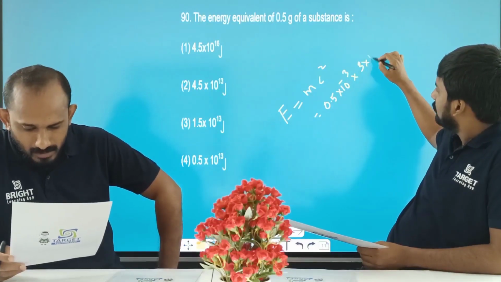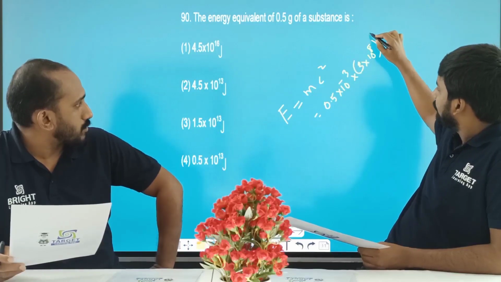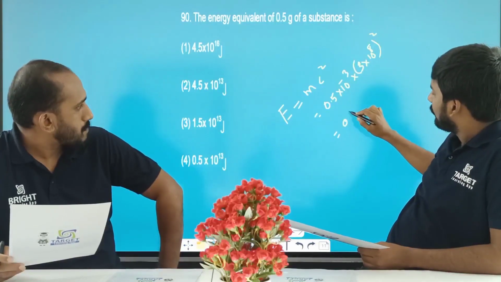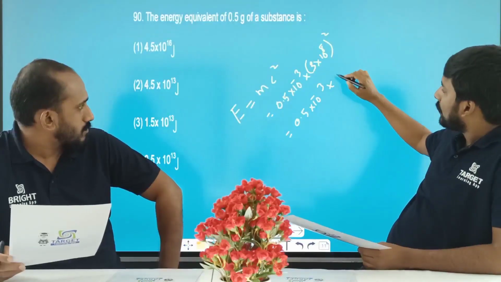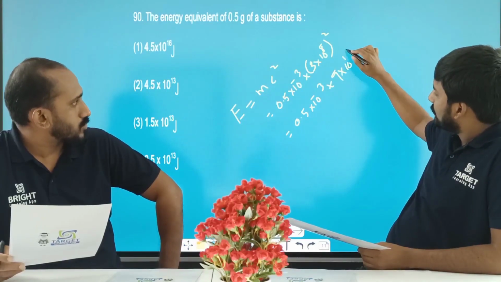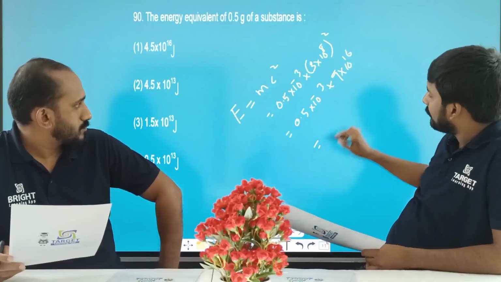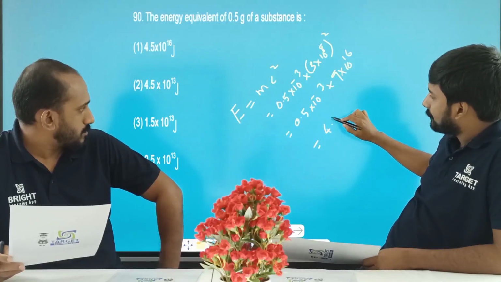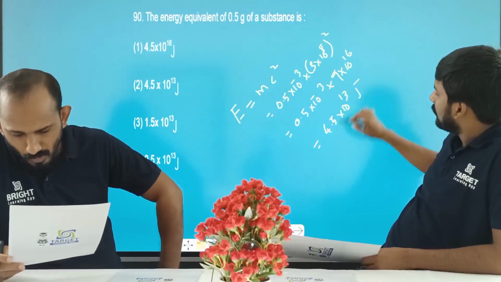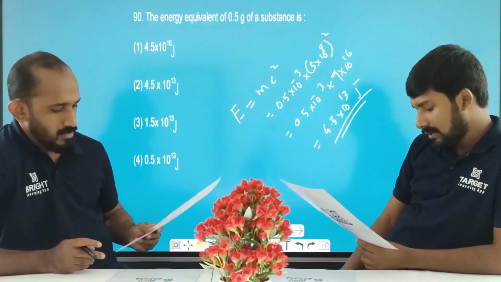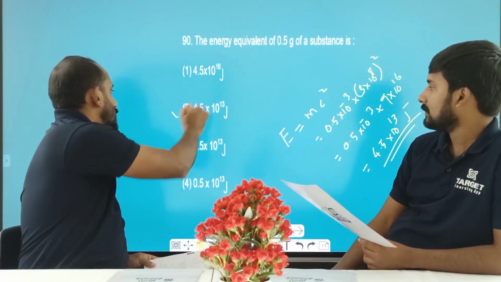So it is 0.5 grams, so we should convert to kilograms. That is 0.5 into 10 raised to minus 3, into c square, that is 9 into 10 raised to 16. 9 into 0.5 is 4.5. So 4.5 into 10 raised to 16 minus 3, that is 10 raised to 13, joules. It is a direct question. Option 2 is the right answer.